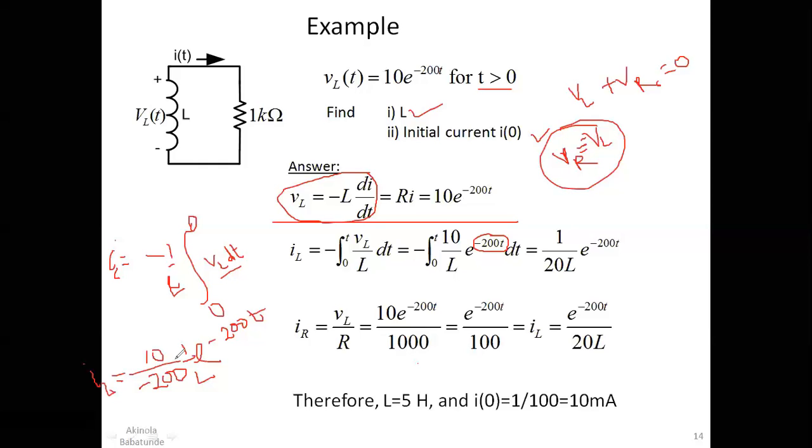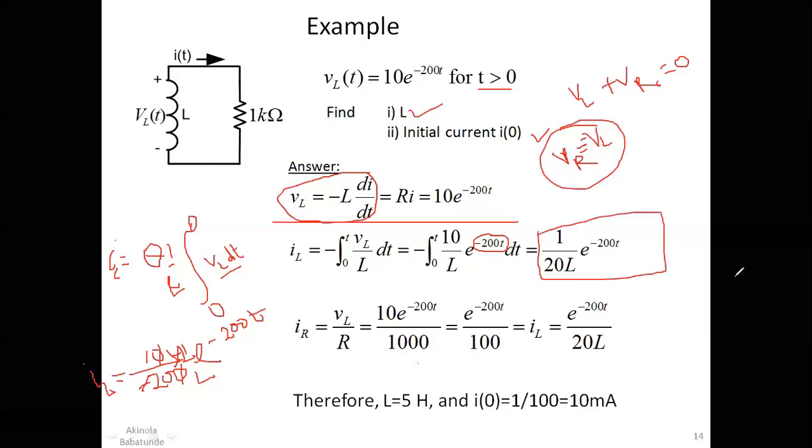Okay, so you see that, by the way, this is minus 200 here, and there's one minus already here before. Don't forget there's a minus here before the integration started. You can keep that minus here. So this minus will certainly cancel out this minus, and 0 will cancel out, and 0 here. So what you have left is that your IL will be equal to 1 over 20 L exponential minus 200t.